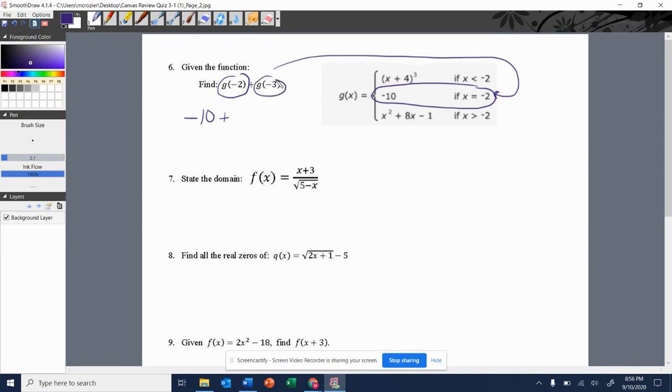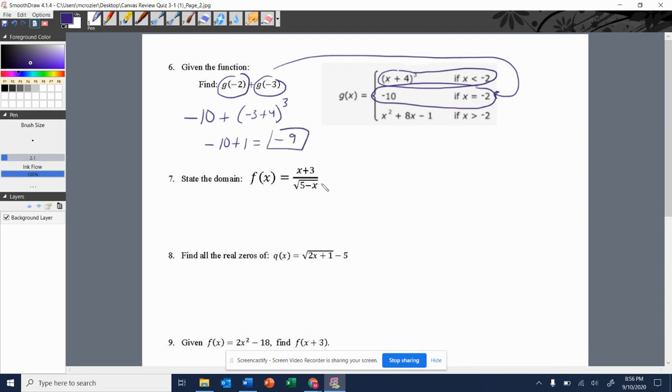Now I plug in g of -3, and that's going to go in this top section because -3 is less than -2. And I simply plug that in and do the math here. Let's see here. -3 plus 4 is 1. 1 cubed is 1. -10 plus 1, -9.